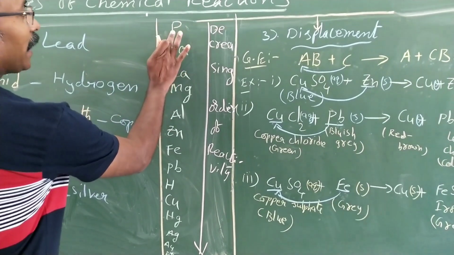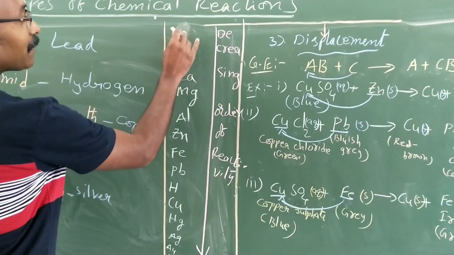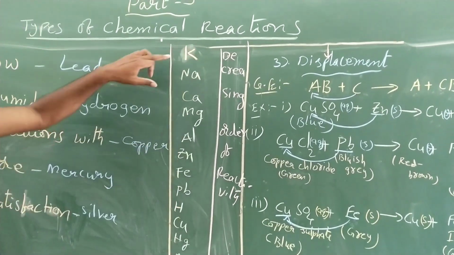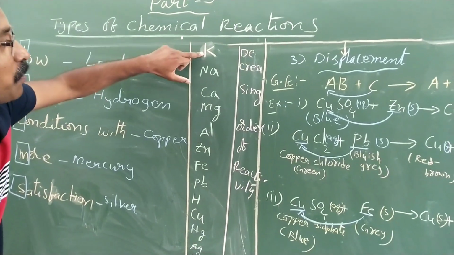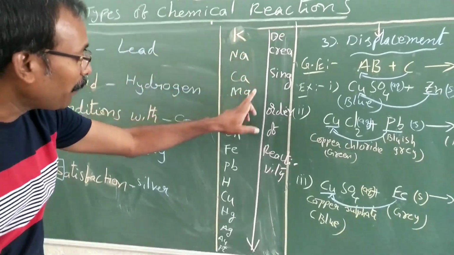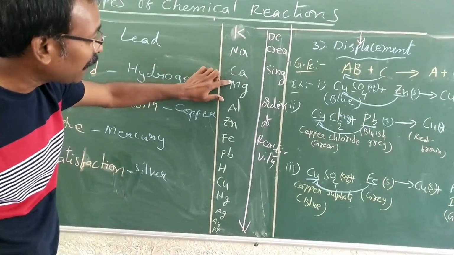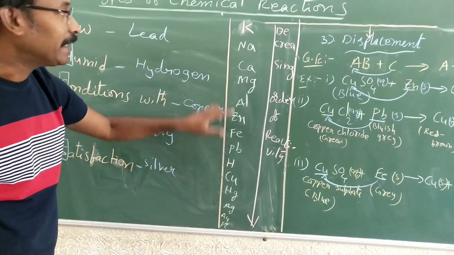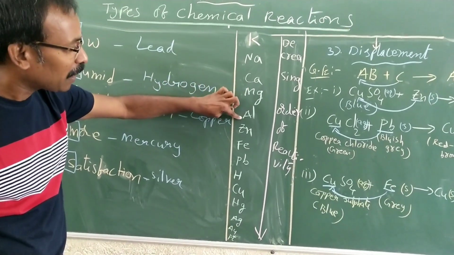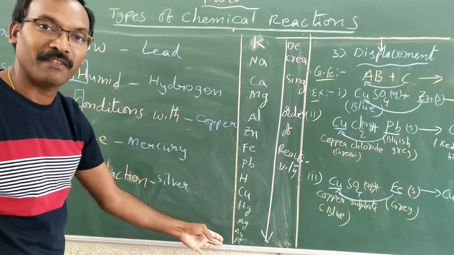I am extremely sorry, I gave the same letter. Potassium symbol is actually K. So this potassium is the highest reactive when compared with the remaining all in this table. This potassium can displace any of the elements in the series. It can displace sodium, calcium, magnesium, aluminum, zinc, iron, whatnot, everything.